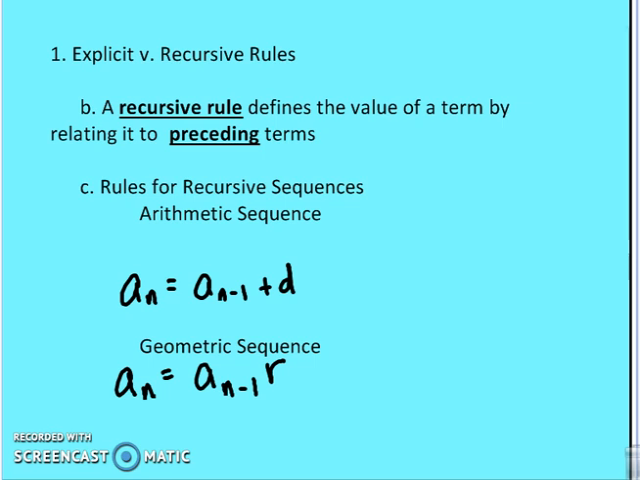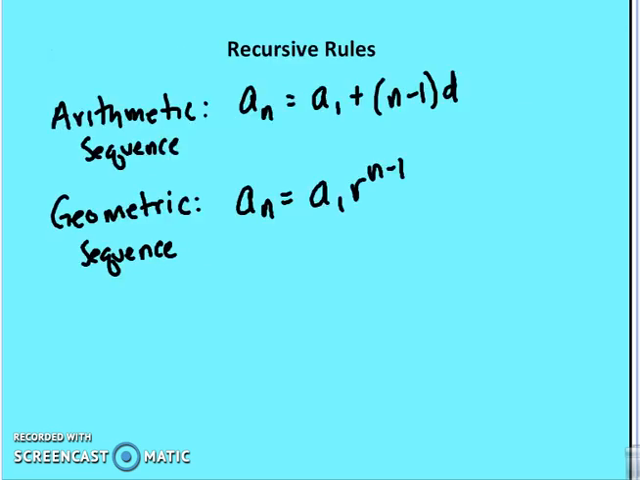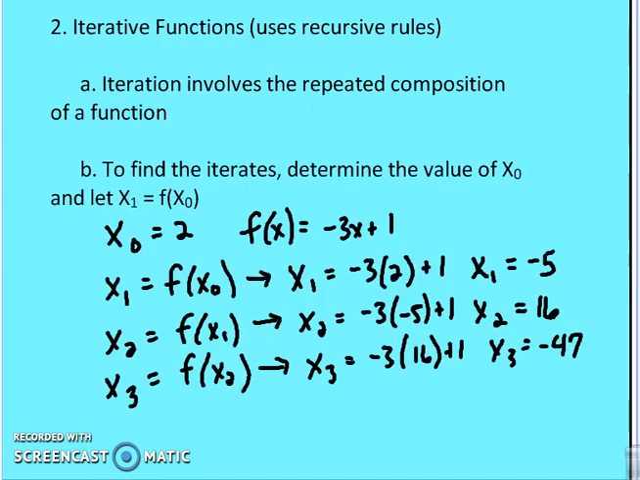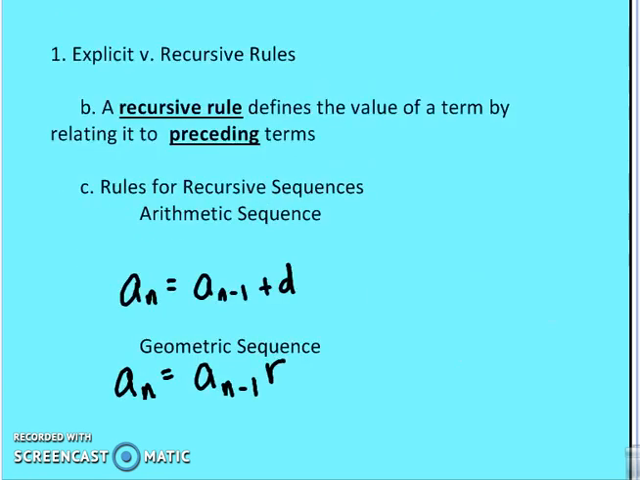In my opinion, recursive rules are a little less handy in finding the nth term because you need that preceding term in order to find the subsequent term. So if you want the sixth term, you need the fifth term. If you want the eighth term, you need the seventh term, and so on. Again, here is the rule for arithmetic and geometric sequences for explicit rules, and then the rule for recursive rules for arithmetic and geometric sequences.